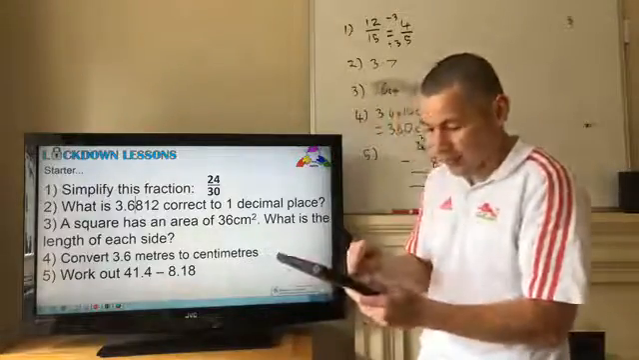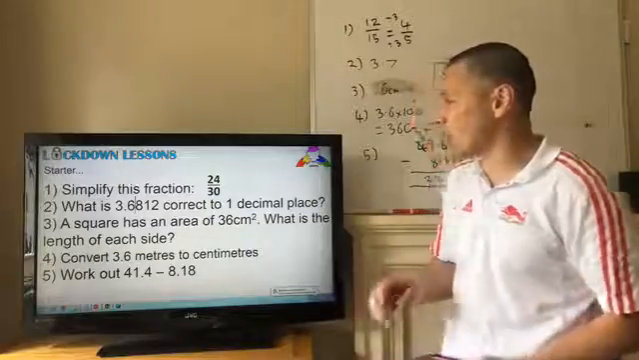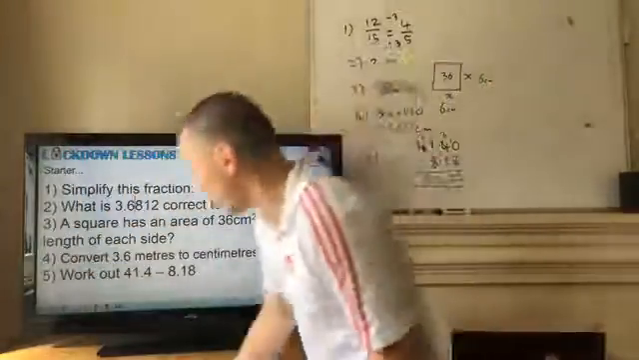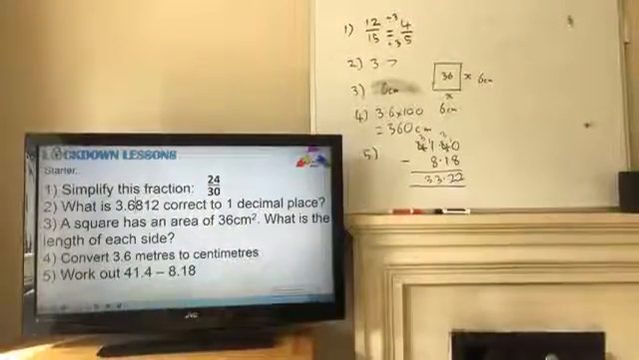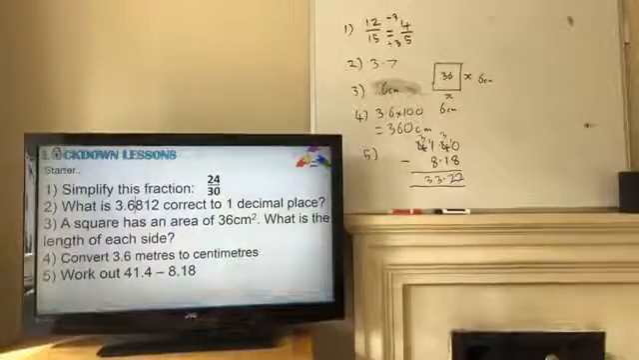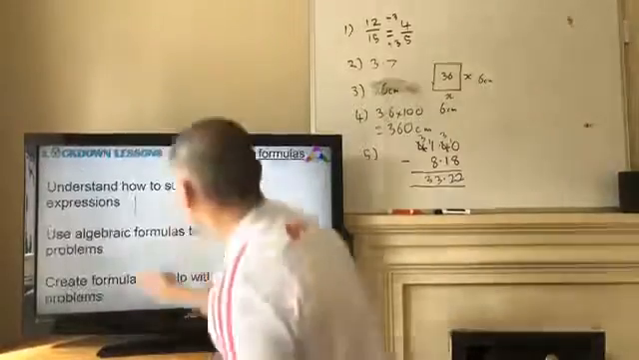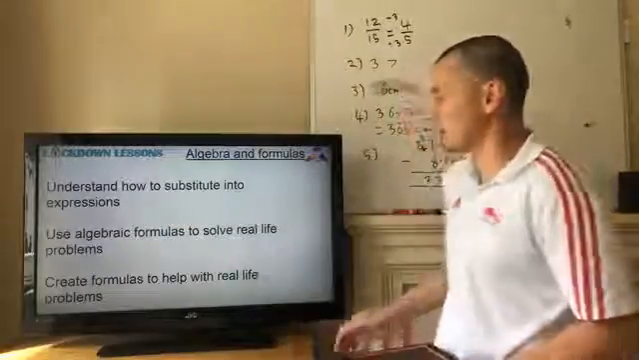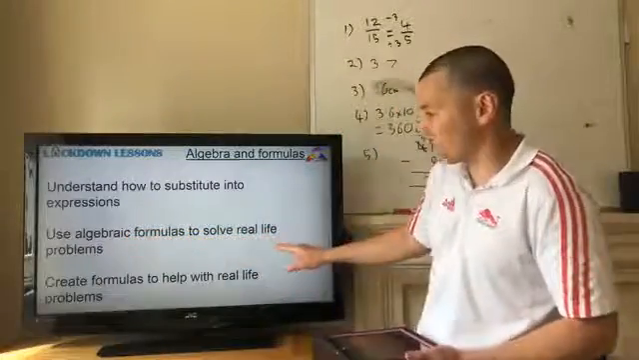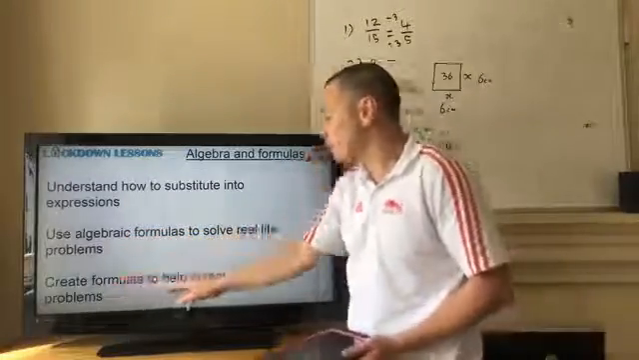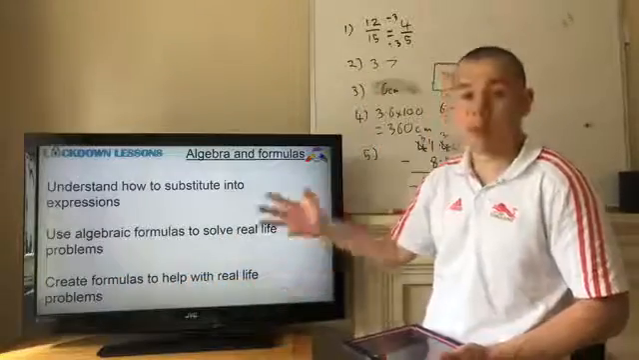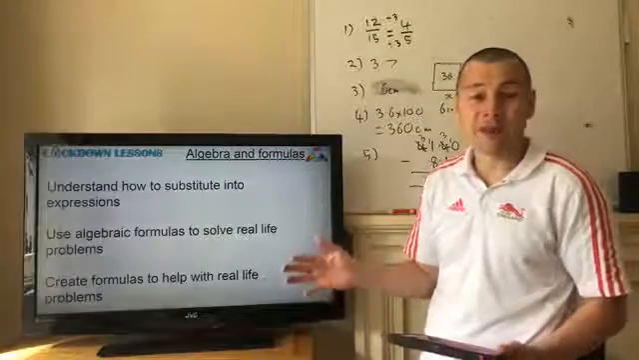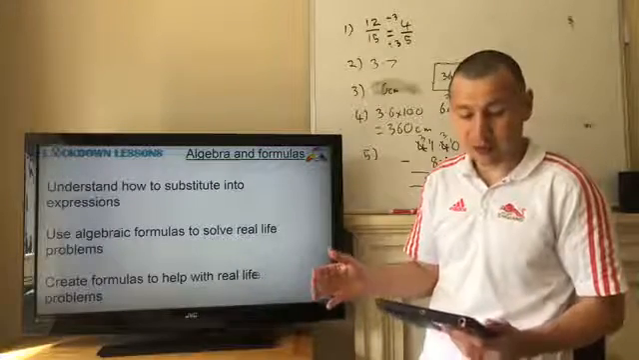So, on to the next bit of the lesson, on to looking at some algebra. Even if you have not done algebra before, I'm sure you will have. This is a good introduction. There's also going to be some challenging questions to work on as well. So we're going to understand how to substitute into expressions, use algebraic formulas to solve real life problems, and we're going to be creating some formulas to help with real life problems. So we're going to be creating some of your own formulas and expressions, which can be a very difficult thing to get to grips with. Okay?